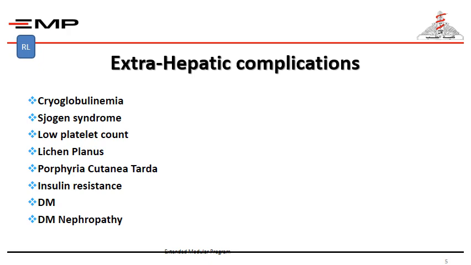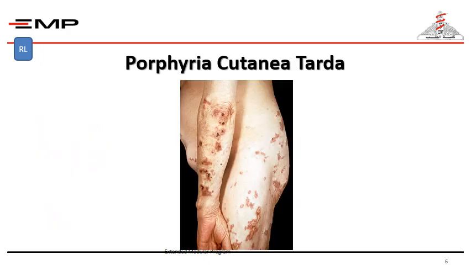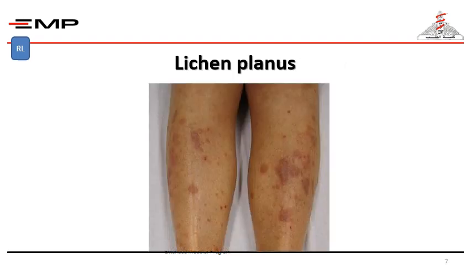There are also extra-hepatic complications of hepatitis C virus infection, such as cryoglobulinemia, Sjogren's syndrome, a low platelet count, Lichen planus, which is a skin disease condition, Porphyria Cutanea Tarda, insulin resistance, even diabetes mellitus, and diabetic nephropathy. This is a picture showing a case of Porphyria Cutanea Tarda. This is a picture showing Lichen planus.